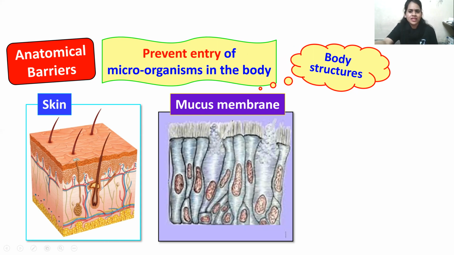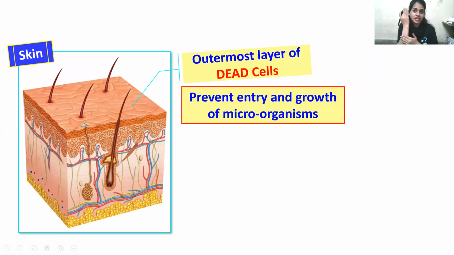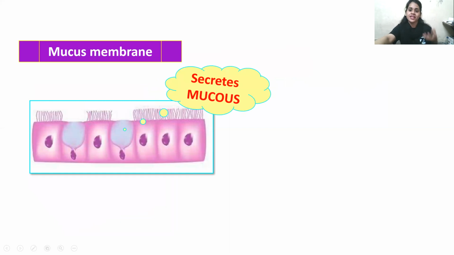I think everybody understands this, that the skin present in our body doesn't allow the microorganism to go into our body. Why? Do you know the answer? I'll tell you. See, the outermost layer of the skin is dead. So as the layer is dead, it is preventing the entry and growth of microorganisms into our body. Understood?